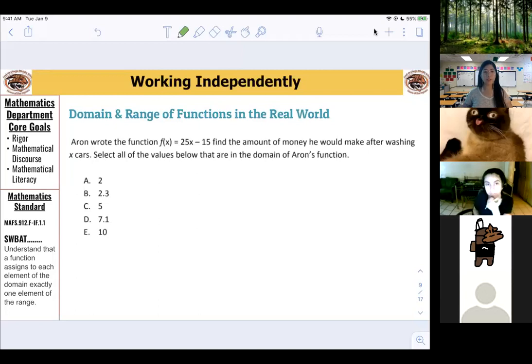Awesome. Okay. So this is kind of similar. I want you guys to read to yourselves all the possible answer choices and think it's going to be select all, right? So there's going to be more than one option. Which of these make sense in the domain? So which of these values in the real world can you actually plug in? And you can send me your answers in the chat.